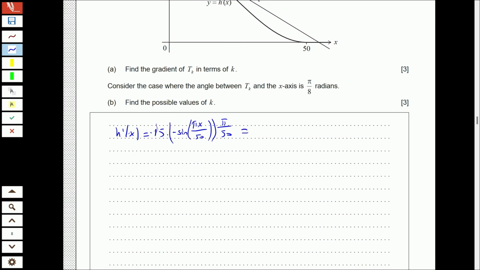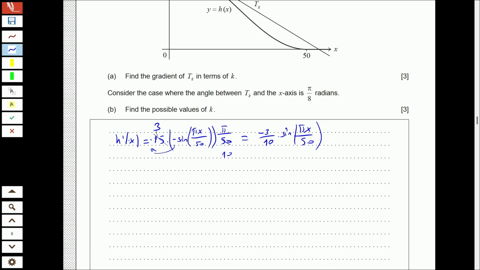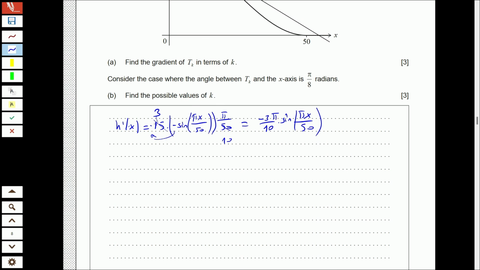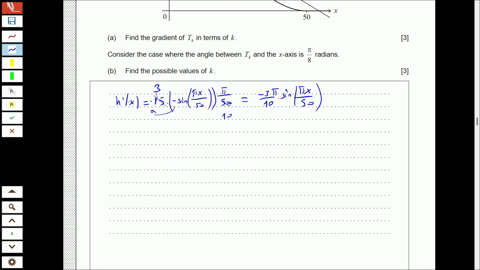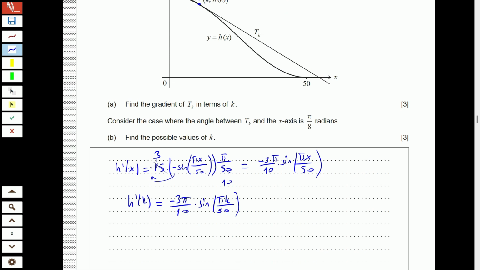You can simplify this. You can cancel 5 and write the negative outside: minus 3 pi over 10 times sine of pi x over 50. Then I will just replace x with k because I'm looking for the derivative at the point k, which will give us the gradient of the tangent. In this case, it will be h prime of k equals minus 3 pi over 10 times sine of pi k over 50.